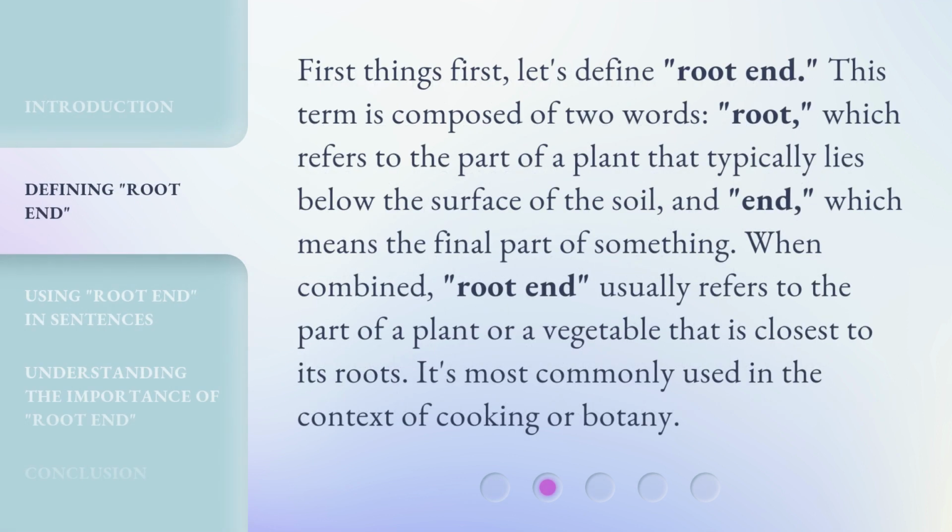First things first, let's define root end. This term is composed of two words: root, which refers to the part of a plant that typically lies below the surface of the soil, and end, which means the final part of something. When combined, root end usually refers to the part of a plant or a vegetable that is closest to its roots. It's most commonly used in the context of cooking or botany.